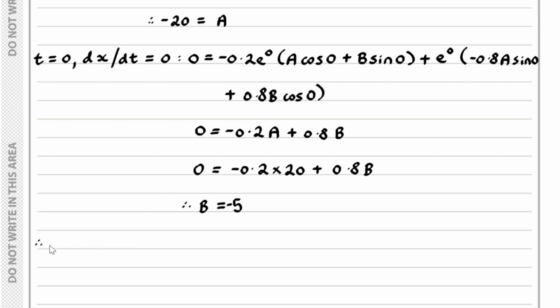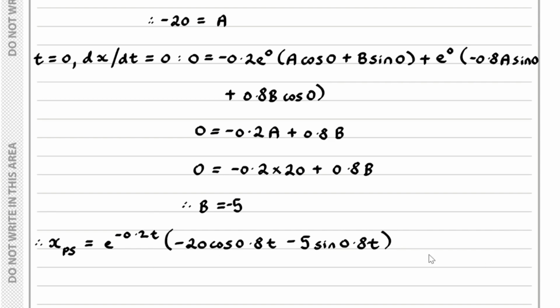So, knowing the values of a and b, our particular solution, we'll call it x PS, is equal to e to the minus 0.2t multiplied by minus 20 times the cosine of 0.8t minus 5 times the sine of 0.8t. This is our particular solution to the differential equation.